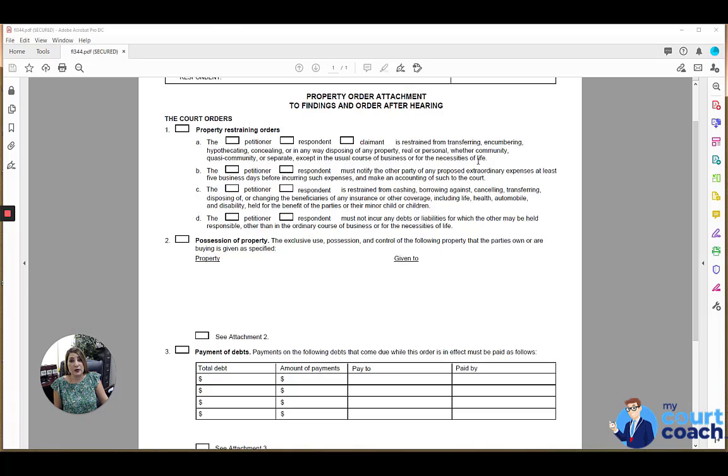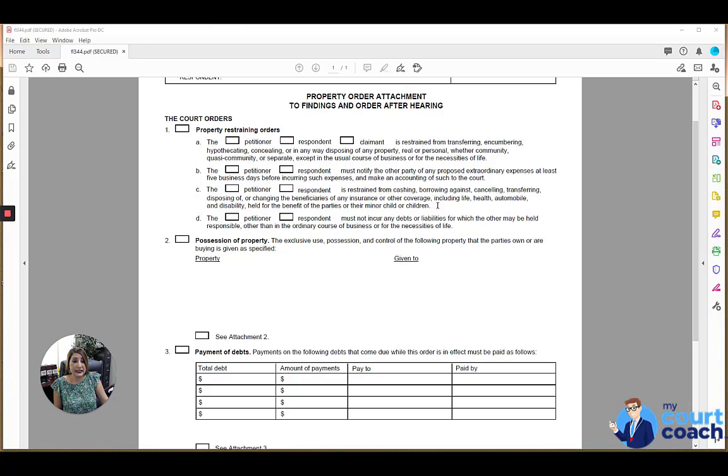Basically, what that means is no transferring funds to a Swedish bank account, no buying a Ferrari at this point. You are able to use assets, but only in the normal course of business. The next type of property restraining order is to restrain or to require a party to notify the other party of any proposed extraordinary expenses at least 5 business days before incurring such expenses, and to make an accounting to a court.